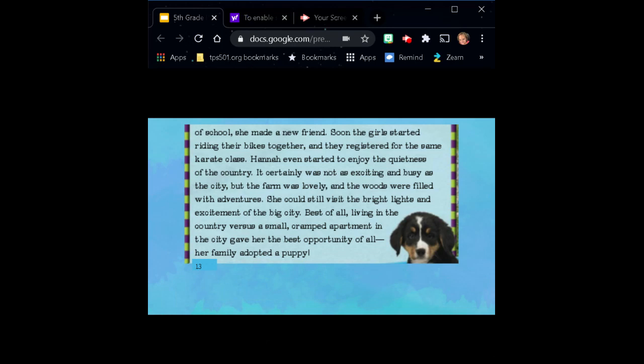It certainly was not as exciting and busy as the city, but the farm was lovely and the woods were filled with adventures. She could still visit the bright lights and the excitement of the big city. Best of all, living in the country versus a small, cramped apartment in the city gave her the best opportunity of all. Her family adopted a puppy.